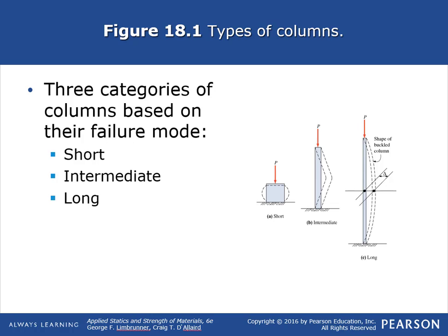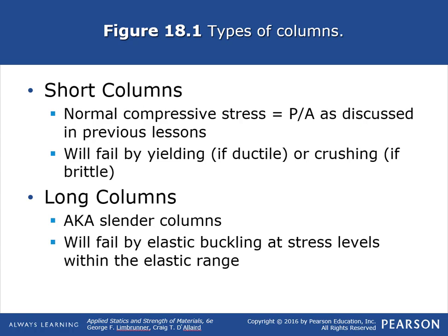There are generally three categories of common columns based on their failure mode: short, intermediate, and then long. So short columns, that's what we've been talking about all along. You've got normal compressive stresses, sigma equals P over A, as discussed in previous lessons. They will fail by yielding if the column is made from a ductile material. If the column is made from a brittle material, it will crush.